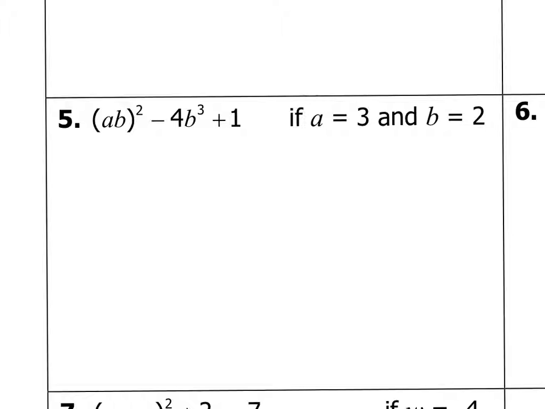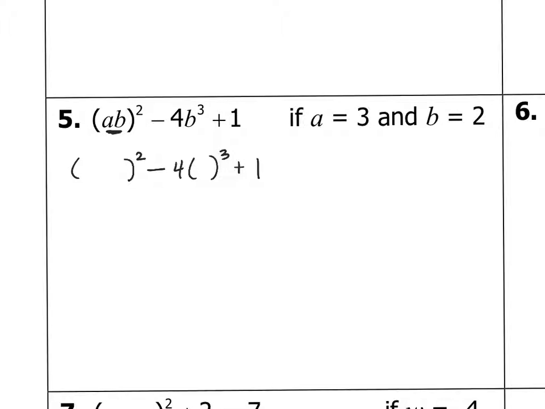Let's try number 5 on this page. So we have AB multiplying, and that's squared, minus 4 multiplying to b to the third, and that's plussing with 1, and a is equal to 3, and b is equal to 2. So I'm going to be very careful here in my replacing of the letters.